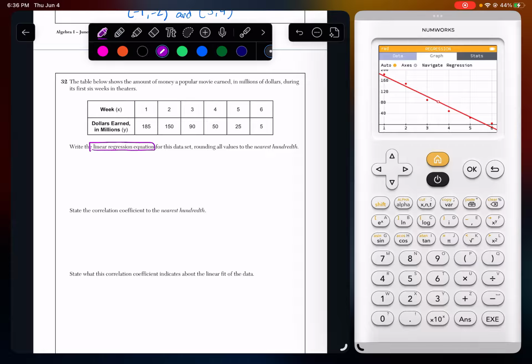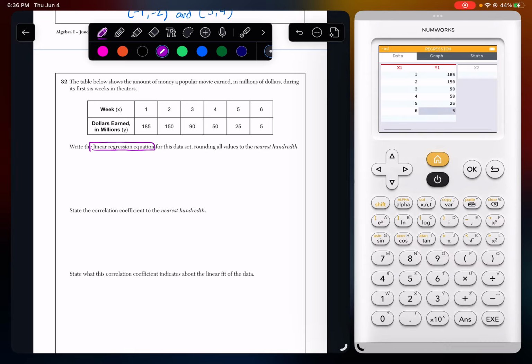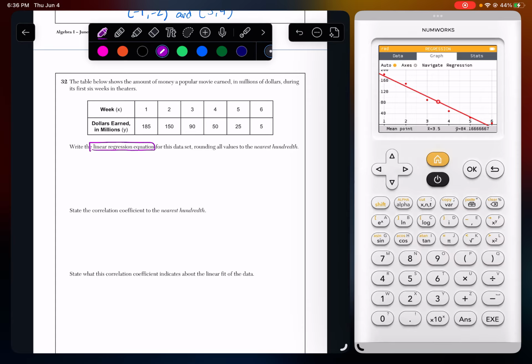Or actually, I'm going to re-delete the data. So let's say I have my data. I deleted this. I just finished entering my data. I go to my graph. I see a scatter plot. I'm going to hit OK, OK, OK. So I'm literally going to go to the graph, hit OK 3 times, and that will tell me my regression equation. I will need to round it on my own.